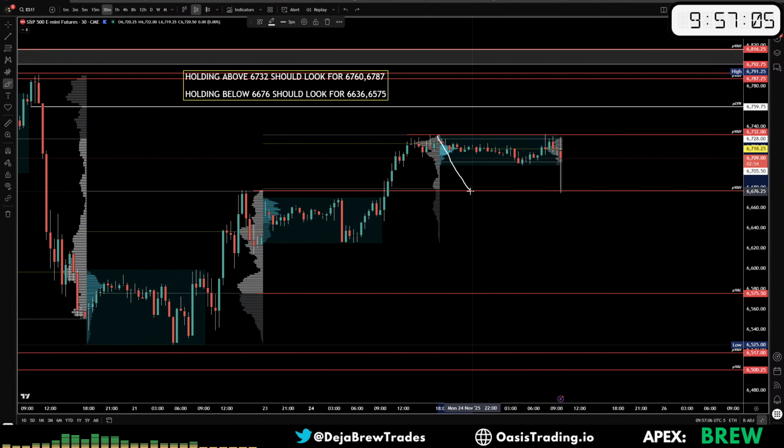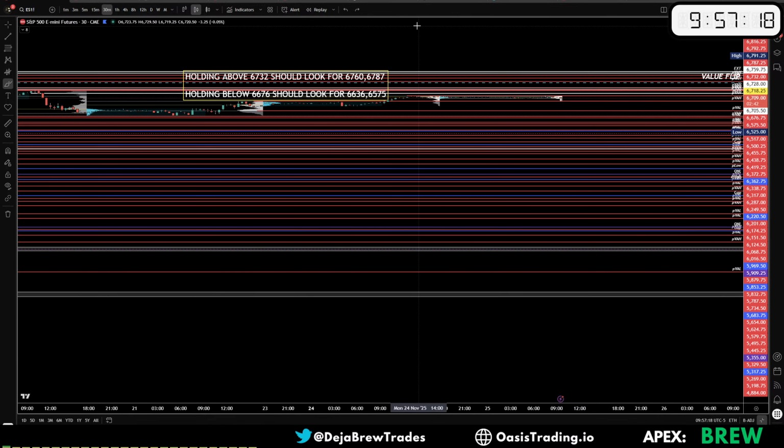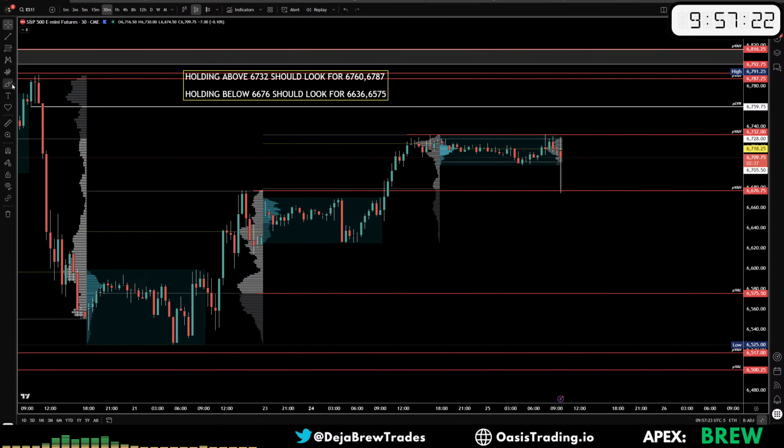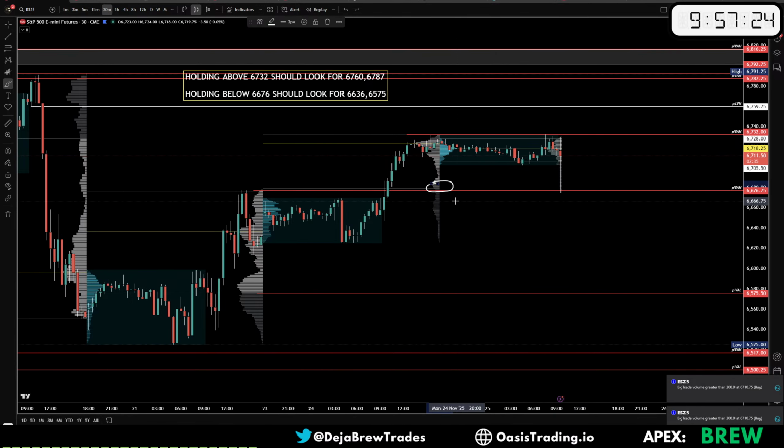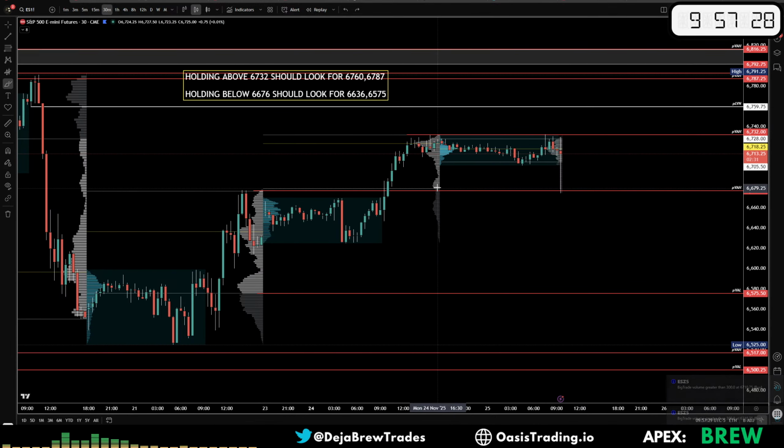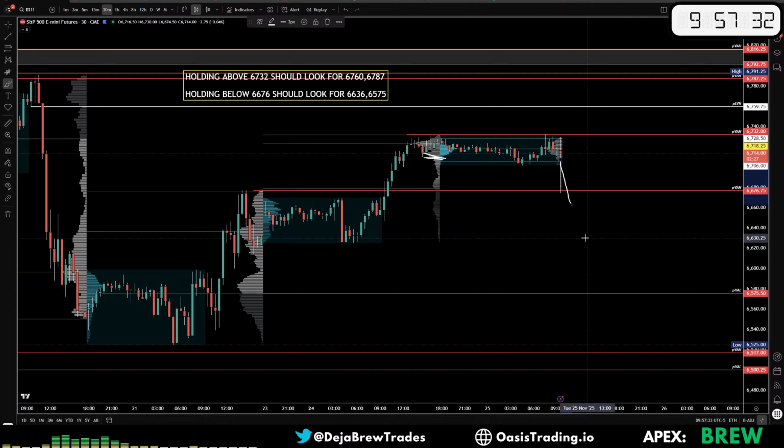So we have finished the rotation of this P shape. We've trapped out, squeezed out all the late buyers. We saw that squeeze with that massive spike in Delta. Now, normally they get squeezed when you start losing that value low, but the value low was a little bit too low here. It probably should have been somewhere around here. They got squeezed a little bit early.